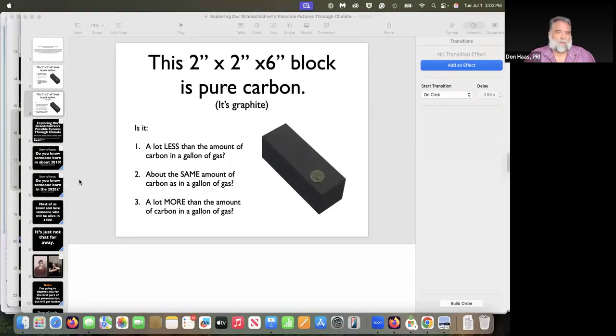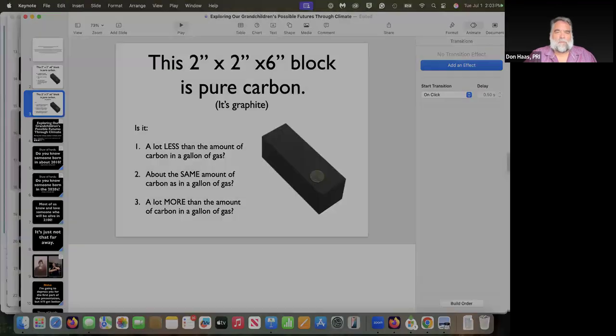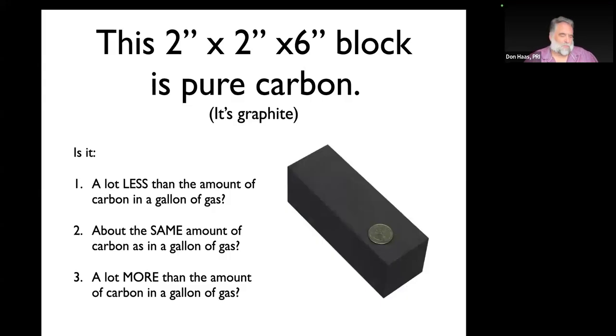Okay, thank you. I'm going to pull up my screen here, and we're going to start off with a question about this block of carbon. It is graphite. Graphite's pure carbon. I couldn't afford a big enough chunk of diamond to make the point I want to make. I want you to take a guess how this compares to the amount of carbon in a gallon of gas. Is it a lot less, about the same, or a lot more?